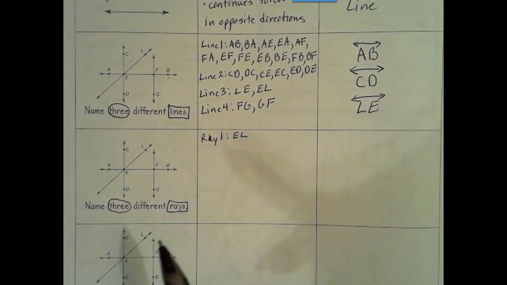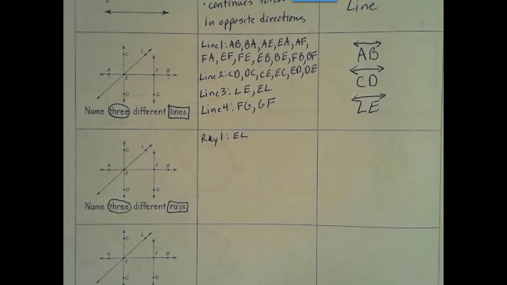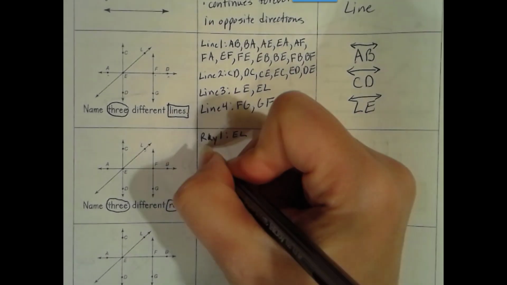So for this ray, again, 2 letters. 1 letter is not enough. That just tells me a point. I need 2 letters to tell me either a line or a ray. And with the ray, the endpoint has to come first. Line, it doesn't matter. Another ray.